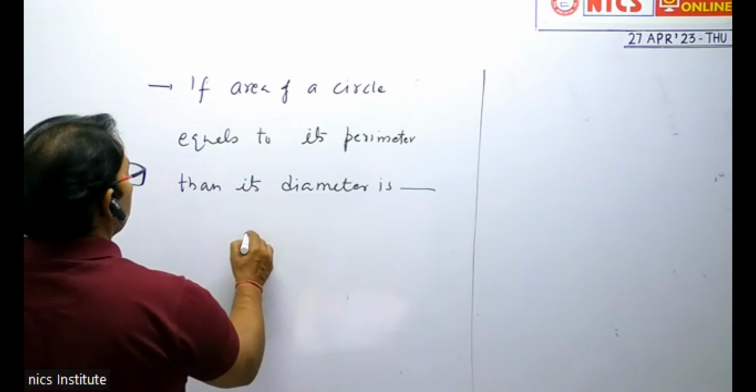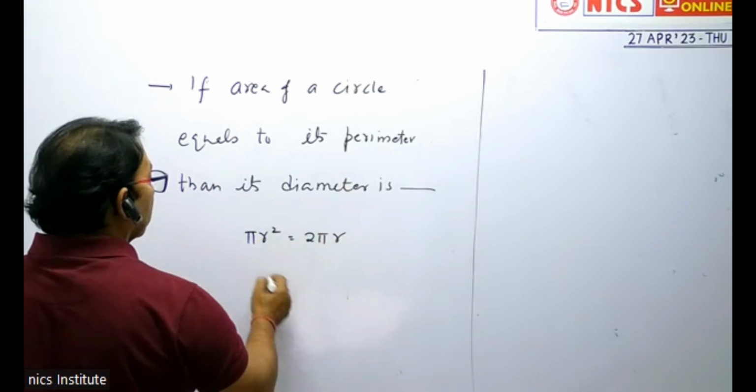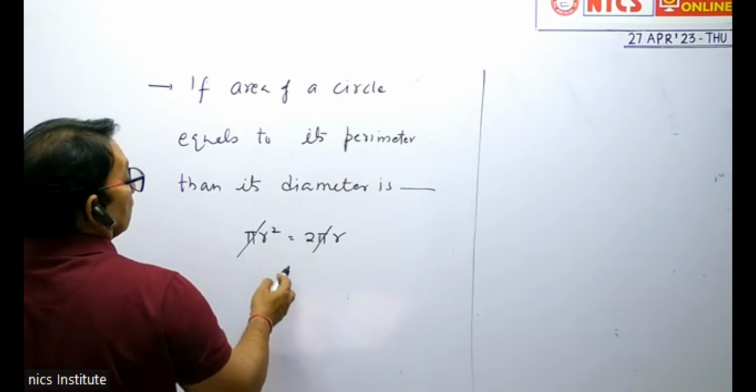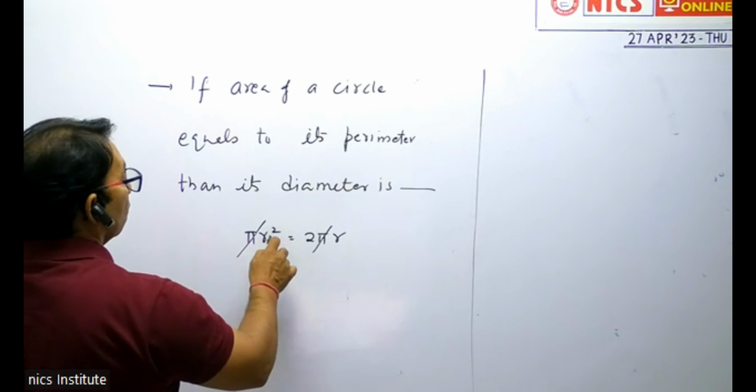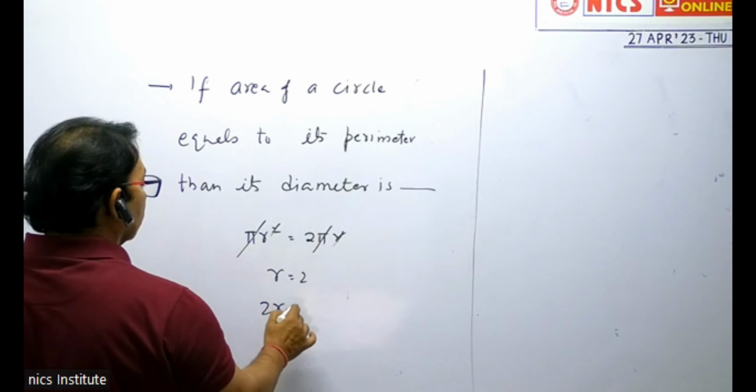Area of a circle, pi r square, equals its perimeter, 2 pi r, pi and pi cuts. So the value of r is coming out to be 2. The diameter is 4. So simple.